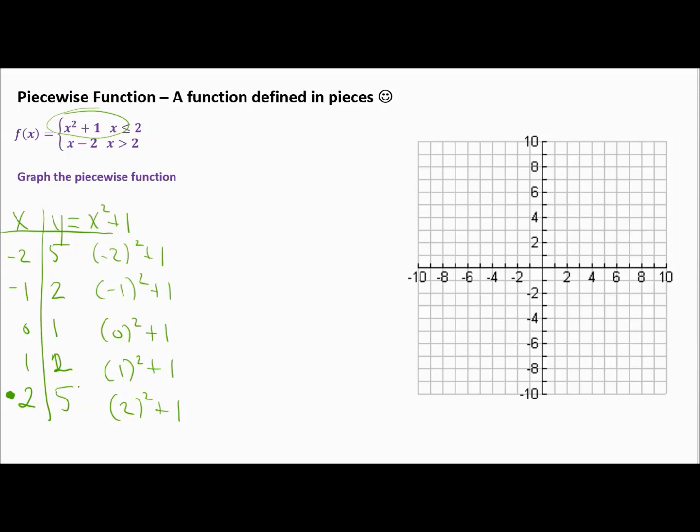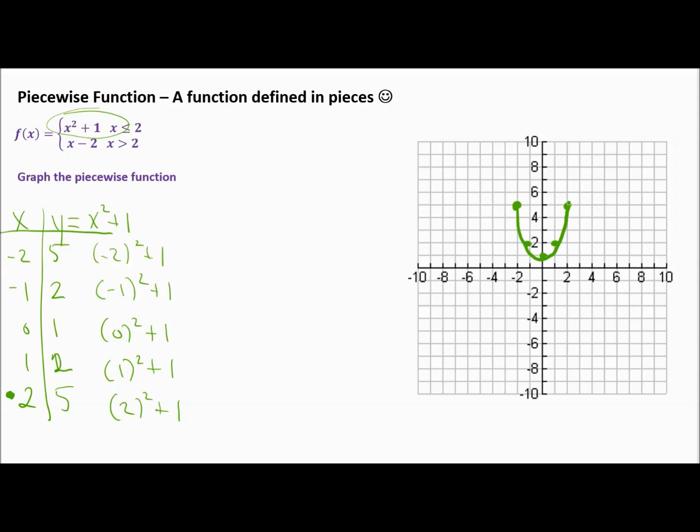So let's plot these points. -2, 5. Okay, get a thicker point. -2, 5. There we go. -1, 2. 0, 1. Remember, this is not a straight line, so don't get nervous when it flips back the other way, just like it did right there. And finally, 2, 5 is filled in. This is a parabola. We already know that x squareds give us parabolas. There it is.